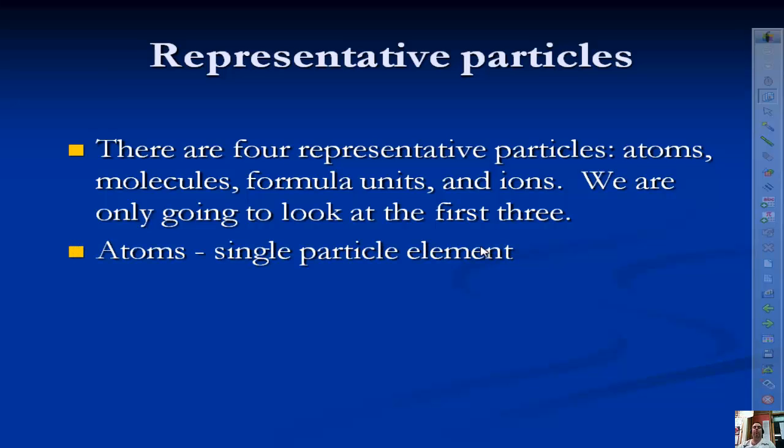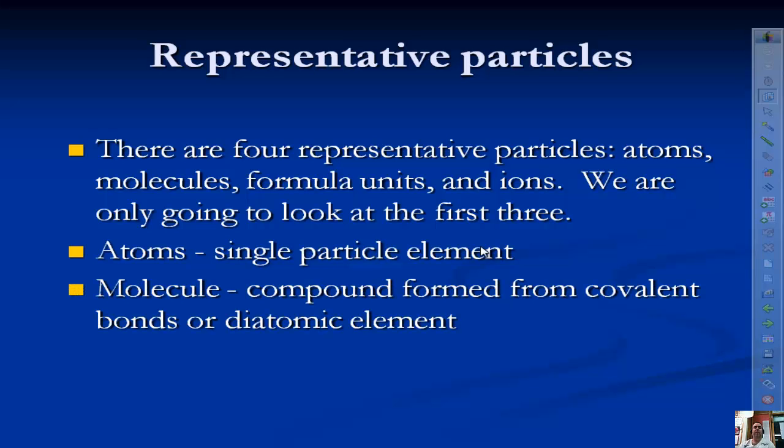Atoms are single particle elements. Any single element up there on the periodic table by itself is going to be classified as an atom. Gold, Au, is an atom. Sodium is an atom. Copper is an atom. Sulfur is an atom. Molecules, on the other hand, are compounds formed from covalent bonds.